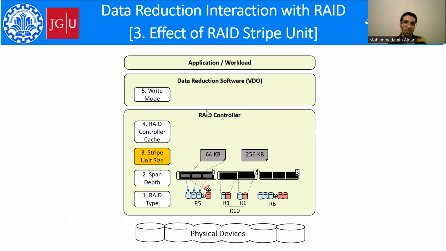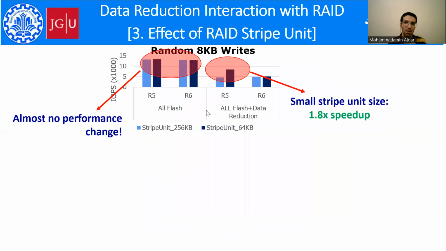The third design choice is RAID stripe unit size. This is the unit size of distributing data across different SSDs of an array. We compare the default value that is 256 kilobytes with the minimum value that is 64 kilobytes that our commercial hardware RAID controller supports. In random small write workloads, the stripe unit has almost no effect on performance. However, with integrated data reduction, 64 kilobyte stripe units provide 1.8x higher IOPS than 256 kilobyte stripe units.